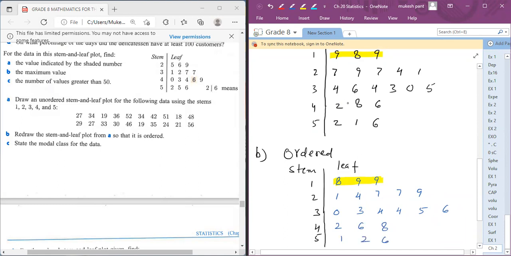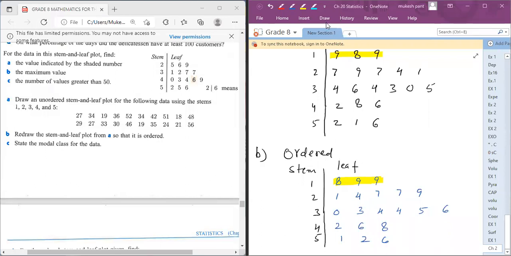First of all, we have to make the unordered one, and then we have to make the ordered one. There is only one difference between ordered and unordered. In unordered, the numbers are not in order. I mean, we write them as we take them from the data, and once we make the unordered one, we put them in ascending order like this. Clear? Yes, sir.